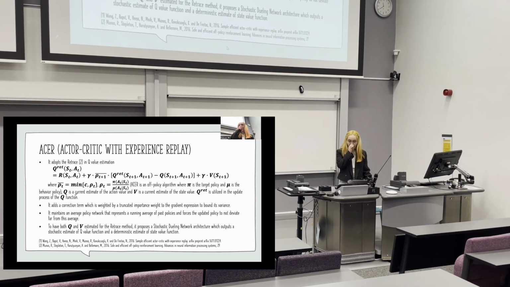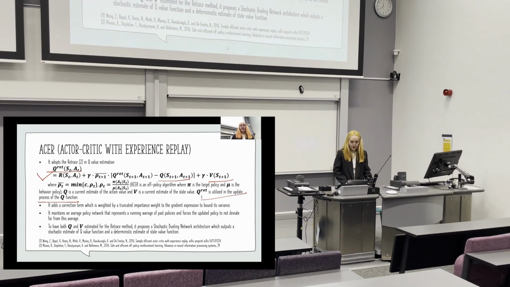Then the next work is called ACER. It has 4 major innovations. The first one is that it adopts the method in reference 2 in its Q-value estimation process. We don't really have to understand this long equation here, but we can only know that the Q value and V are estimates of action value or state values, and then the Q-ret, this thing, will be utilized in the update process of the Q function.